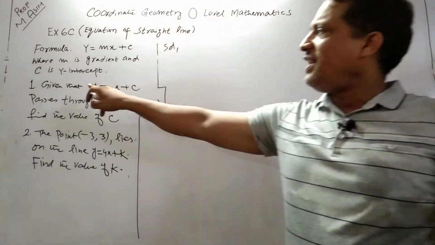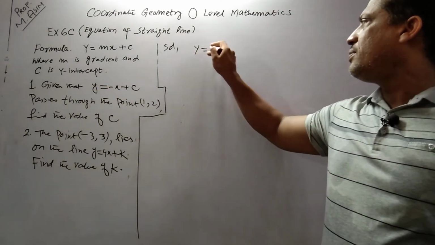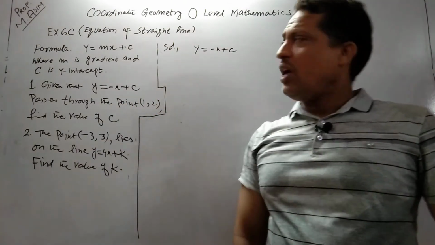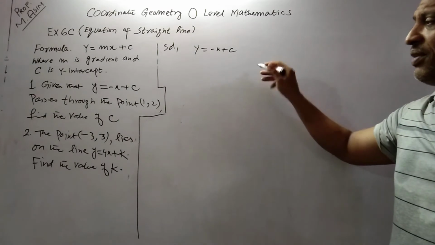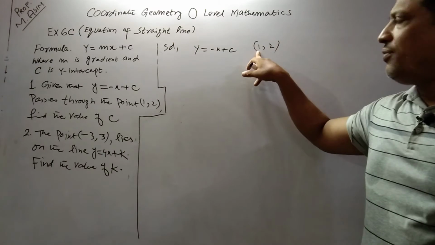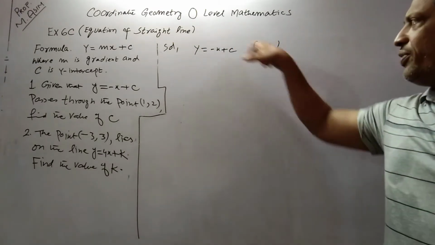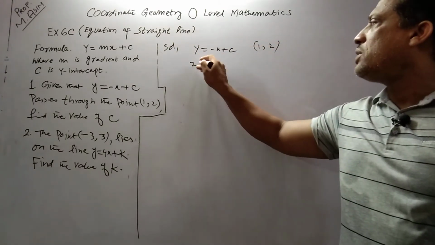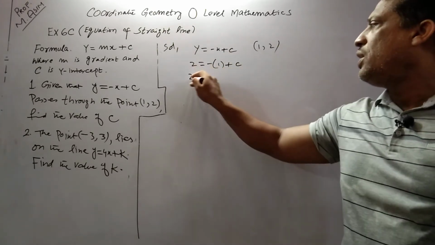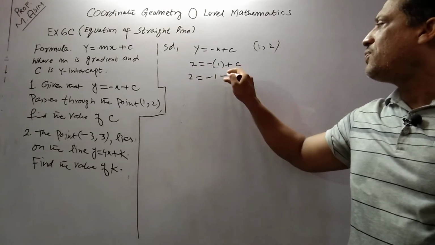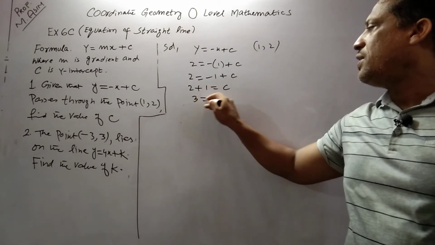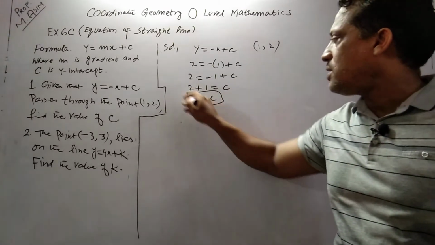See this, given that y is equals to minus x plus c passes through the point (1, 2), find the value of c. You know what is c? C is the y-intercept, and how to get the value of c? Very easy. Put 1 where you see x, put 2 where you see y. So 2 is equals to minus into 1 plus c, 2 is equals to minus 1 plus c, shift this minus 1 to this side, c is 2 plus 1 is equals to 3. So this is the value of c.